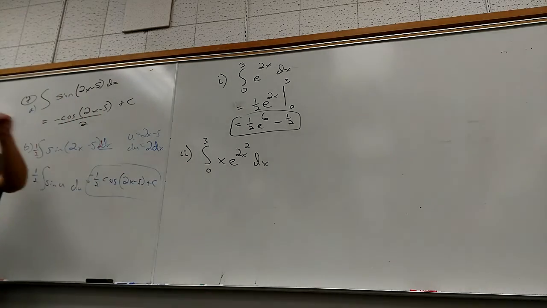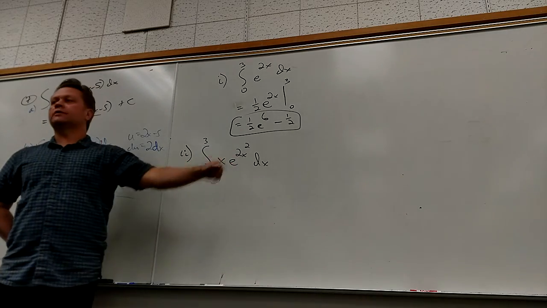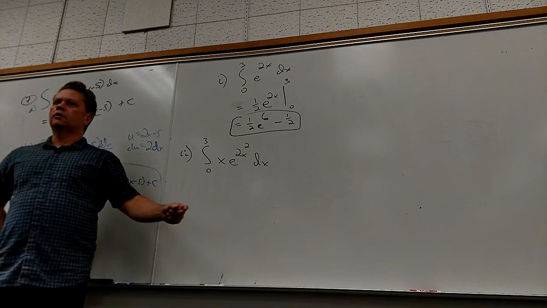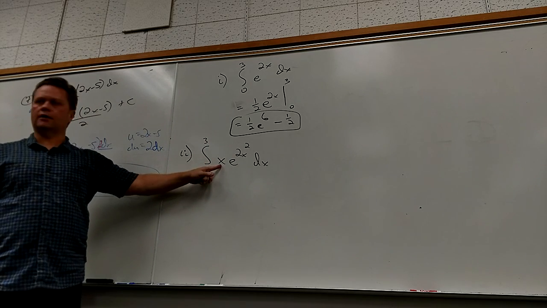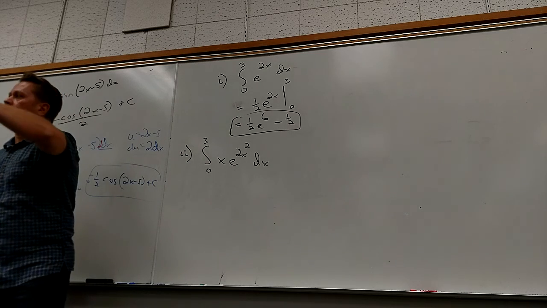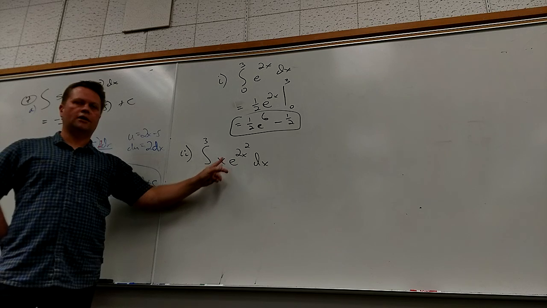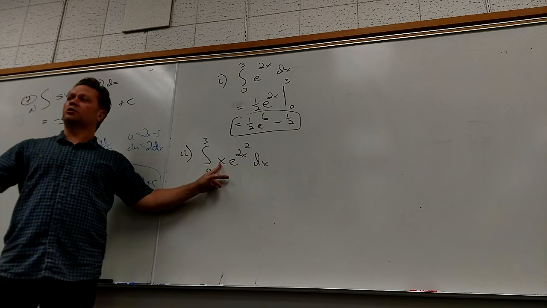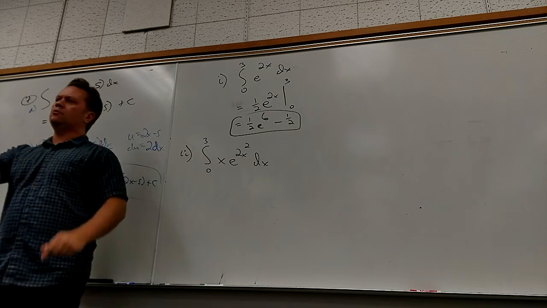Why do I know u sub will work here? What's the inside function? What is inside something else? 2x squared is inside an e to the something function, right? And what's the derivative of 2x squared? Something x. Is that in there? Yeah. See how you don't care about the constant to see if u sub will work. Is the functional piece of the derivative of the inside function in there? Yes. x squared's there, x is there, I'm good.